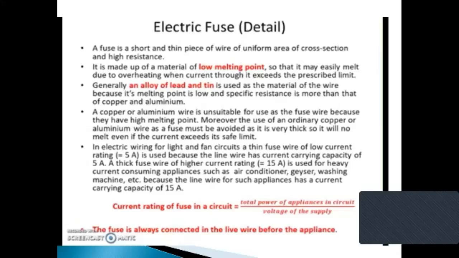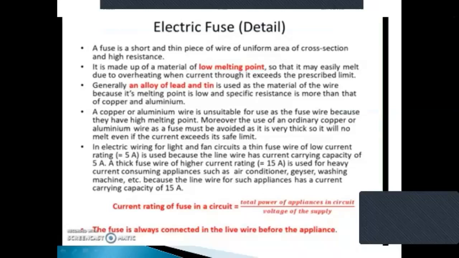A fuse is a short and thin piece of wire of uniform area of cross section and it has high resistance. Fuse wire is made up of material which has a low melting point so that it may easily melt due to overheating when current through it exceeds the prescribed limit. Generally the fuse wire is made up of an alloy of lead and tin.